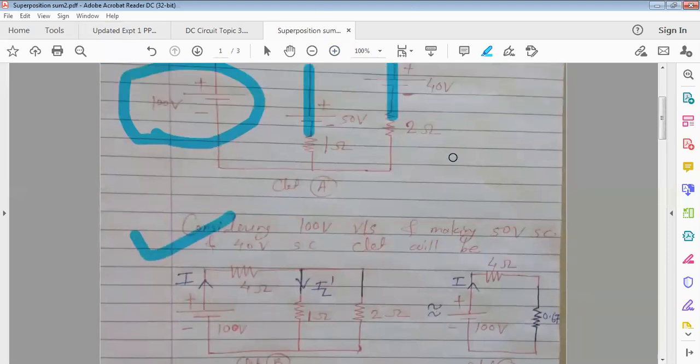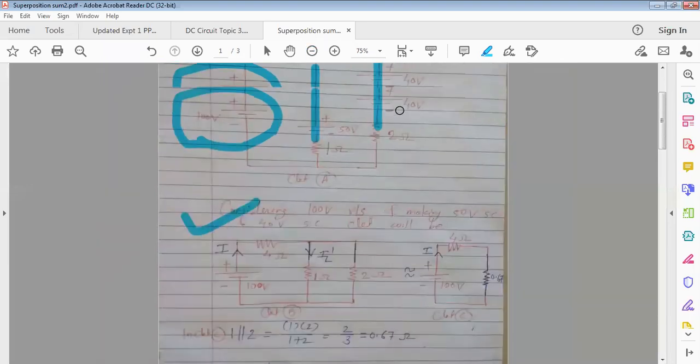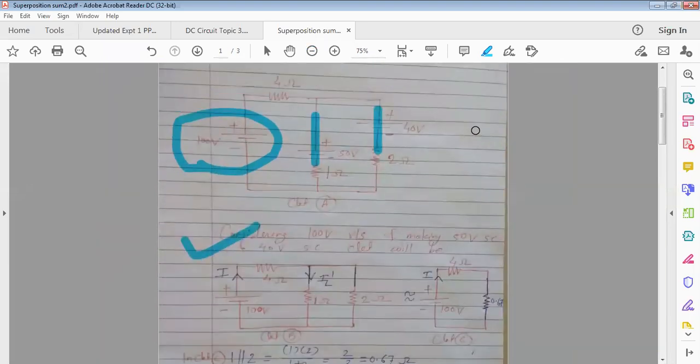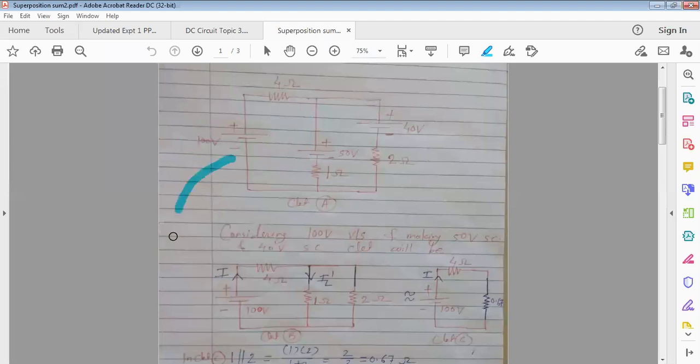Everyone can draw this one. Any difficulty with this? Very easy. Entire circuit as it is, only 50 volt you short and 40 volt you short. Can everyone do this step? Yes, ma'am. Okay, very easy, very easy.